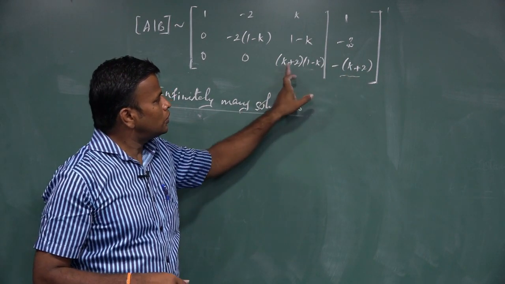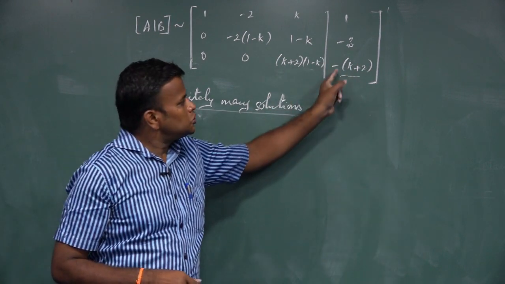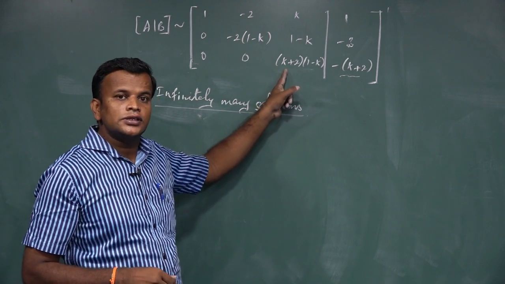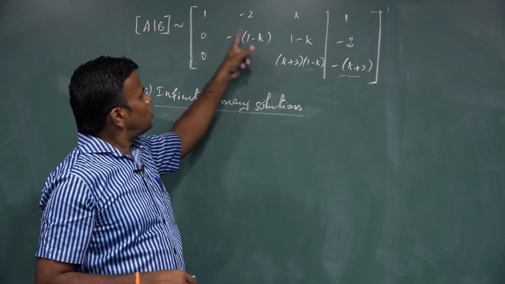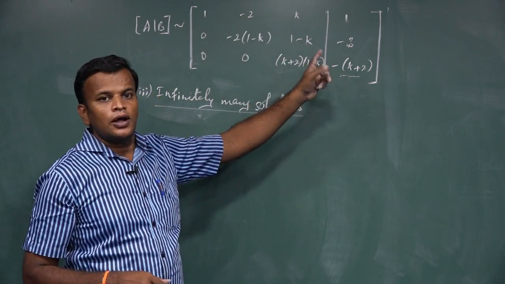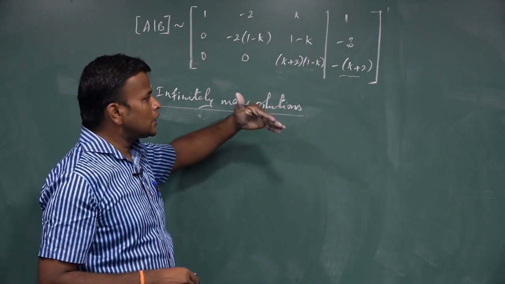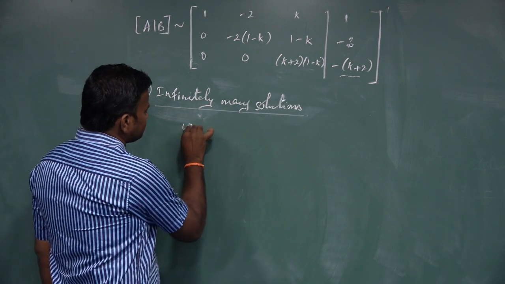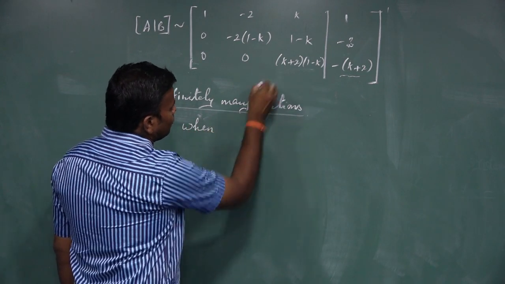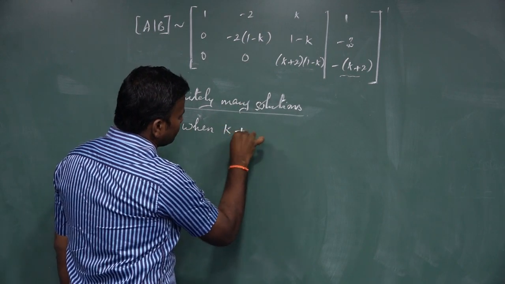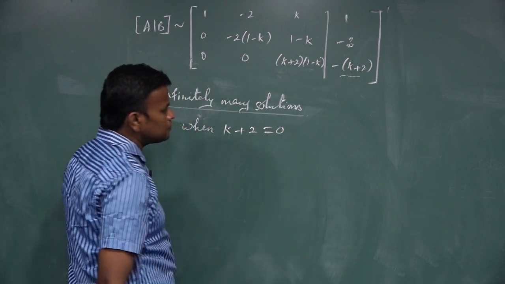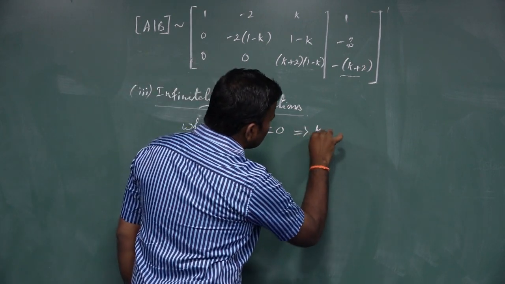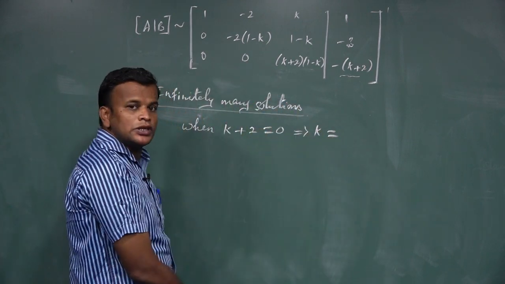K plus 2, K plus 2. Suppose this factor vanishes, then this factor also vanishes. That is 0. So you don't need to consider the remaining 2 rows. Our motive is that the rank is less than 3. So in this case, when the first factor, K plus 2, becomes 0, that means K plus 2 equals 0, and the 2 goes to that side and becomes minus 2.